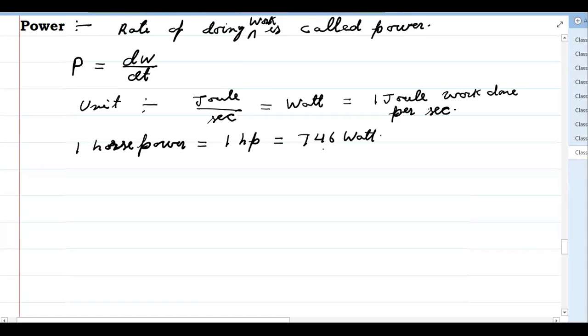Now you can see how it is related to our present-day power. In motors, horsepower is still a famous unit. In electric motors you can see a power rating of 1 horsepower or 1.5 horsepower. This kind of unit you may see in different machines.